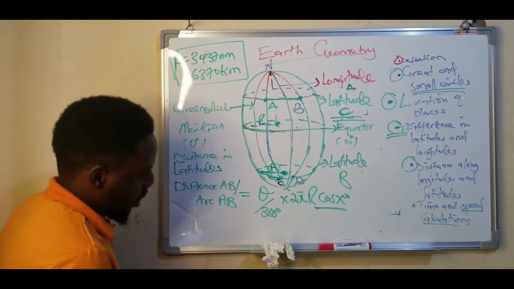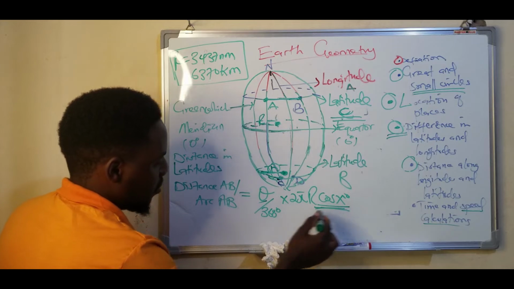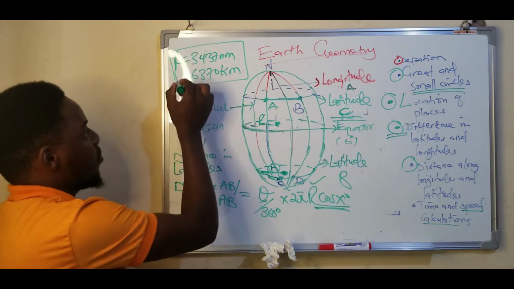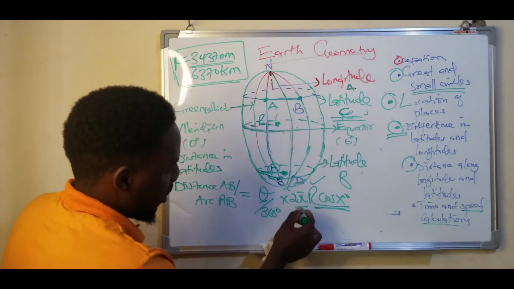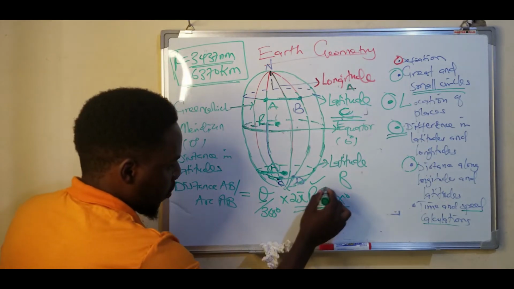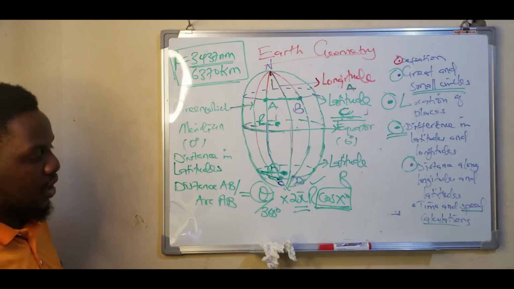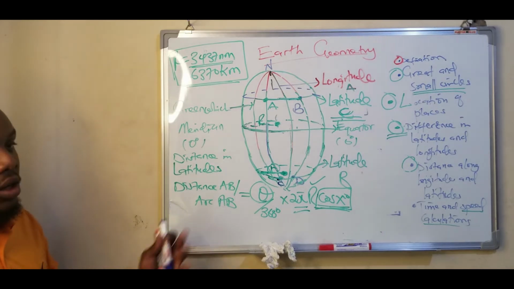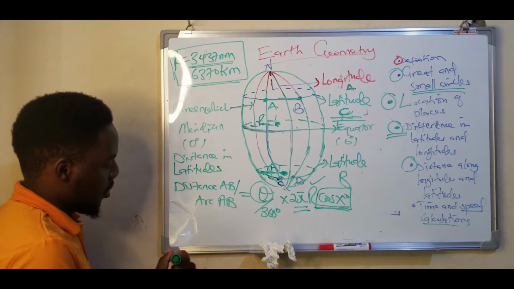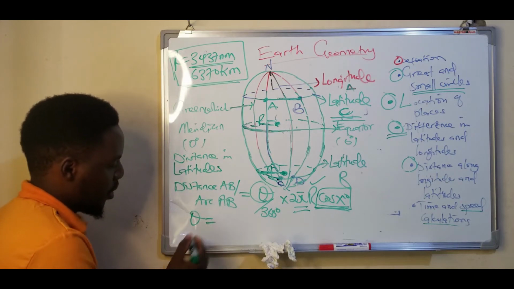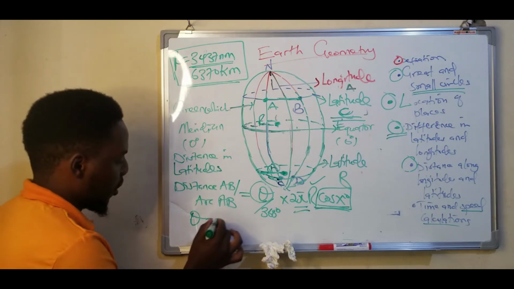So let's discuss what theta is and what cos x is, because we know what r is, which is this value there or that value there, and we know what pi is, it's a constant. But what is cos x degrees and what is theta? That's what is important. If you can understand these two, definitely you are home and dry with this formula. Theta here is actually the difference in longitude.